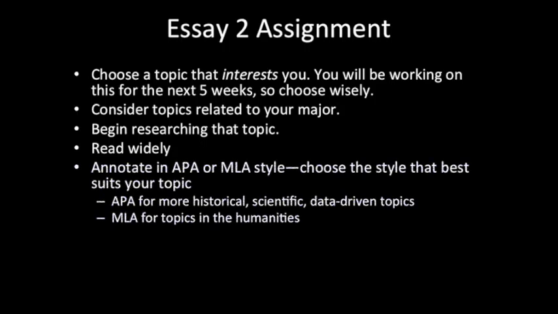And then, of course, as you start to work on your annotations, you're going to choose the style that best suits your topic, right? And this is a basic summary. APA is generally used for more historical, scientific, or data-driven topics, and MLA for topics in the humanities, right? So be aware of that and think about that. If you're writing about sports medicine, it's probably going to be APA, right? If you're writing about symbolism in the Harry Potter books, that's probably going to be MLA. So if you have questions about that, obviously I can help you out, right?